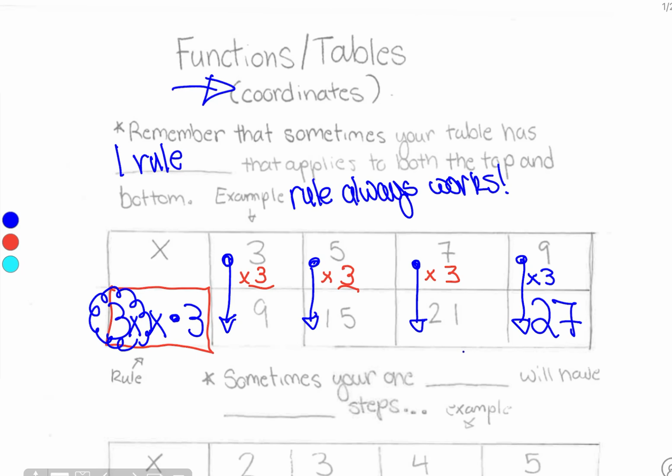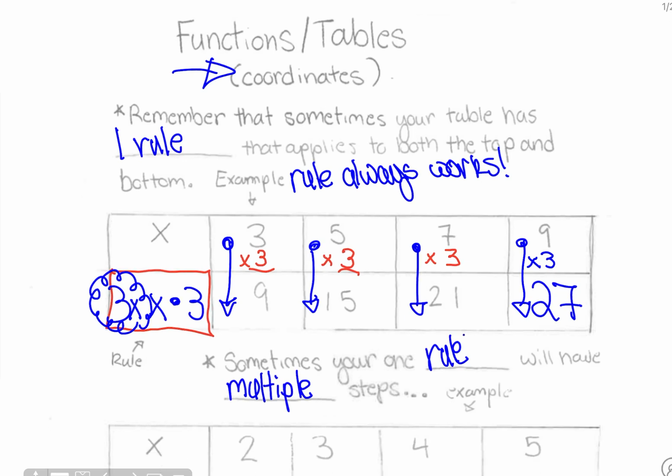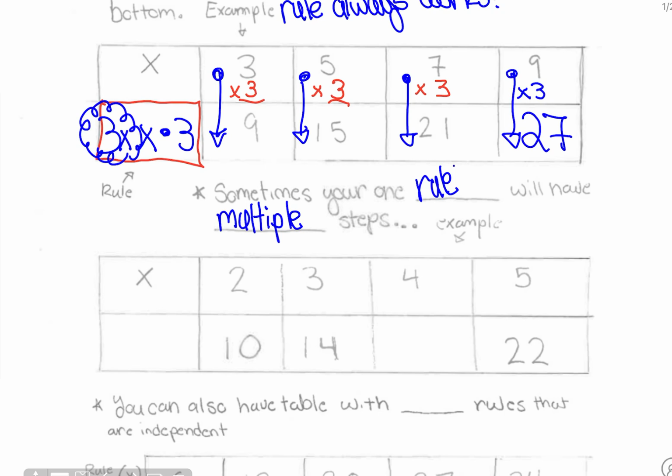But unfortunately, sometimes your one rule system is not going to work out quite as easily because it's going to have multiple steps. And this is going to be stuff you just have to guess and check and see if it works. So let's look at this system. I have a couple things I'm missing. I have something to put in this blank, and I've got to figure out what my washing machine setup is. I say, okay, it comes in 2, it comes out 10. It goes in 3, it comes out 14. It goes in 5, it comes out 22.